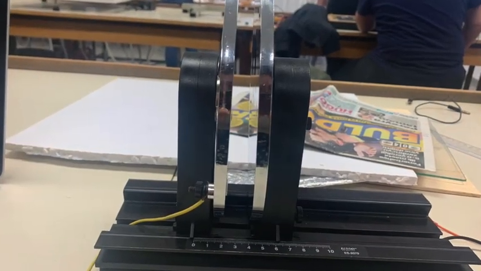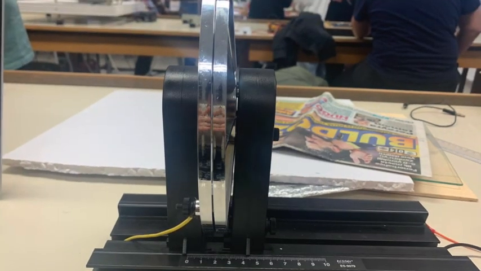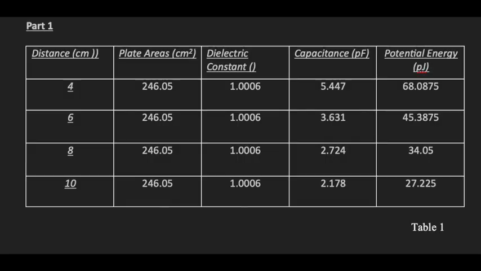The data I obtained as a result of the experiment can be seen in the first table. As we see in the table, as the distance between the capacitor plates increases, the capacitance value of the capacitor decreases inversely.